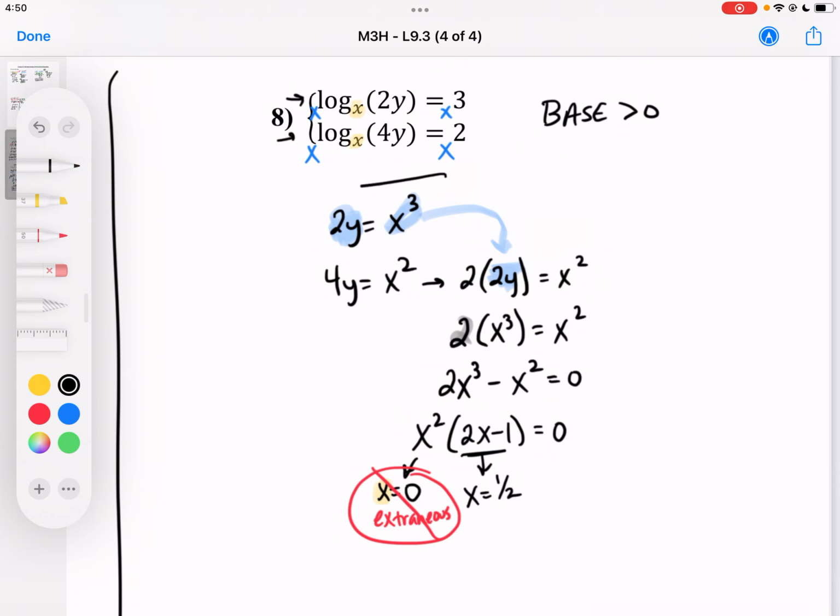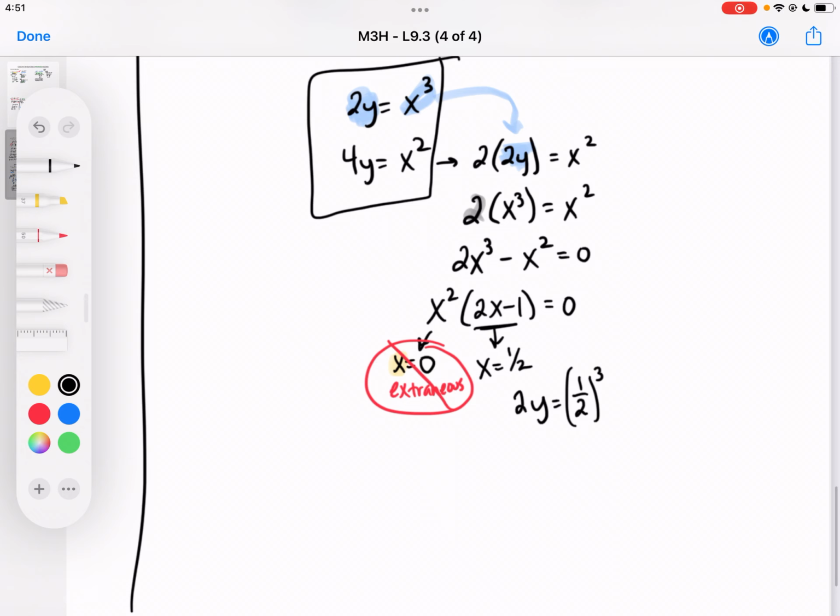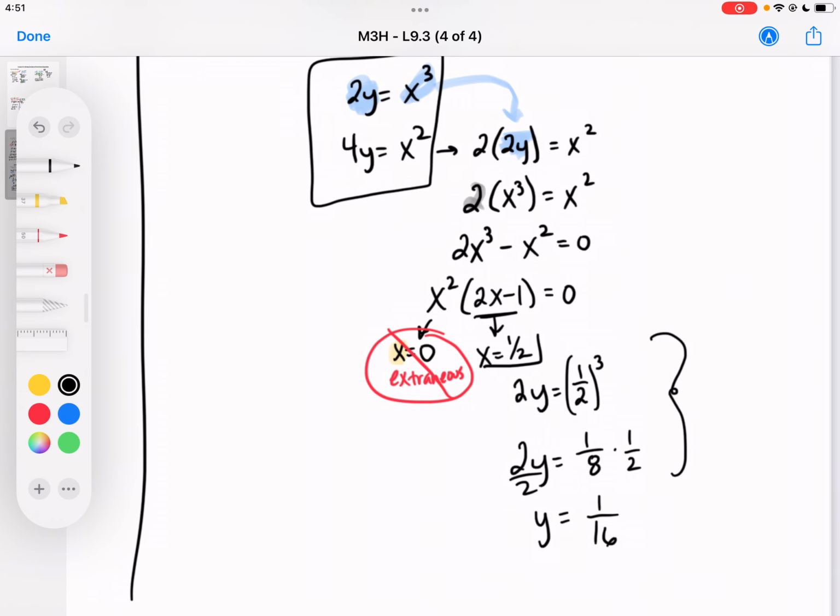So let's pick one of these easier equations we came up with and plug it in. So we've got 2y is equal to 1/2 raised to the third power. I'm going to put that right there. So 2y, 1/2 to the third is an eighth. So y, if you divide by 2, it's the same as multiplying by a half. You get 1/16. So our solution would be a half and then 1/16.